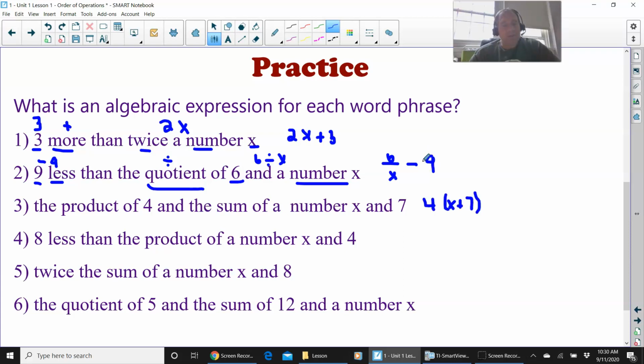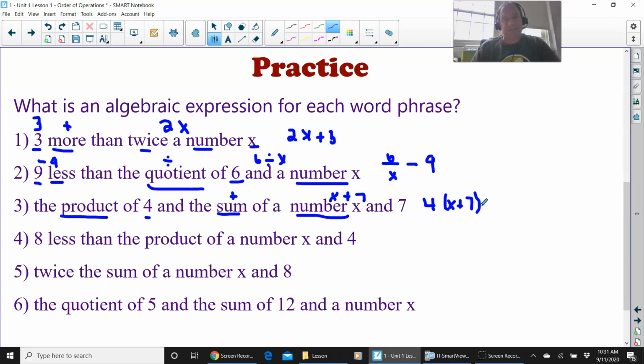A little bit tricky. So the product means multiplication. Product of 4 and the sum, and the sum means addition, of a number x and 7. So x plus 7. You're multiplying 4 and the whole sum of a number and 7. So it will be written like this: 4 times (x plus 7), and that is basically it. Go ahead and try the rest of them and we'll come back and review.